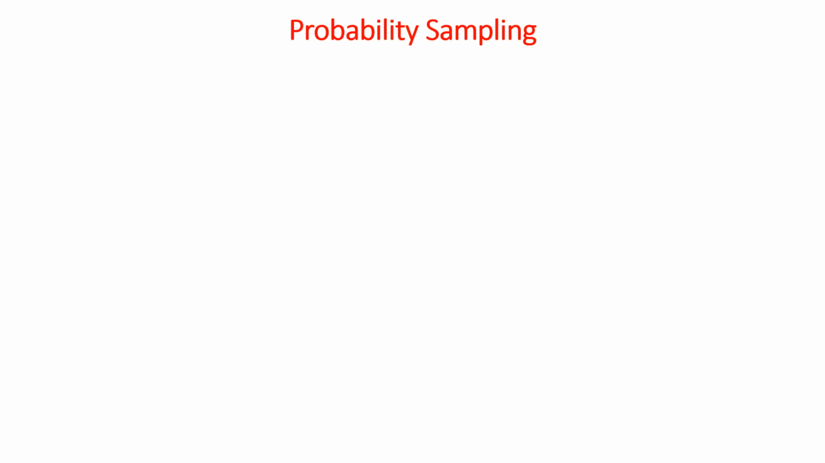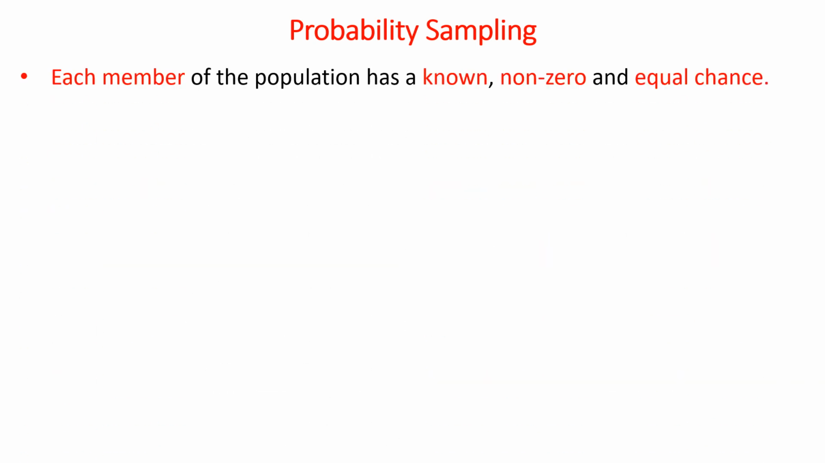As we discussed previously, there are 2 types of sampling, that is probability sampling and non-probability sampling. In this lesson we are trying to cover probability sampling. In probability sampling, each member of the population has a known, non-zero, and equal chance of being selected from the target population. If we take a target population of 150, the probability of each member being selected is 1 over 150.